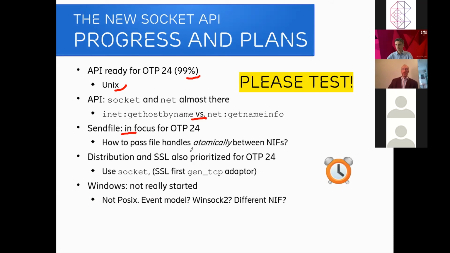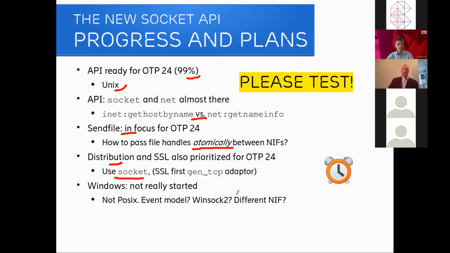Here we had to solve the problem of passing file handles atomically between NIFs without leaking file handles or leaking other things. We will also focus on the distribution and on SSL and SSL distribution. The distribution should use socket directly with the distribution process. SSL might first have to start using the gen_tcp adapters instead of using socket directly, but we will fix that eventually.